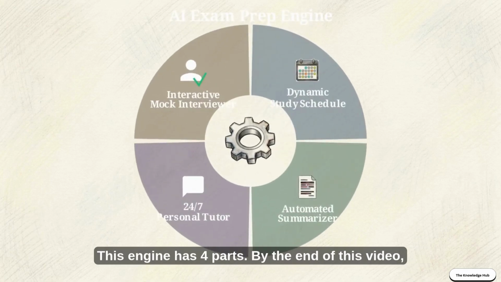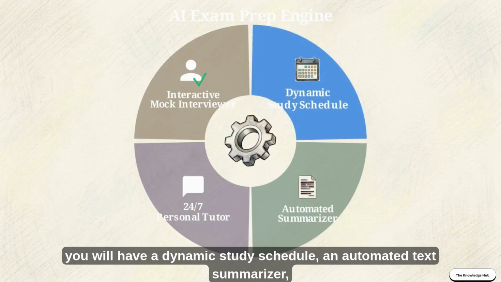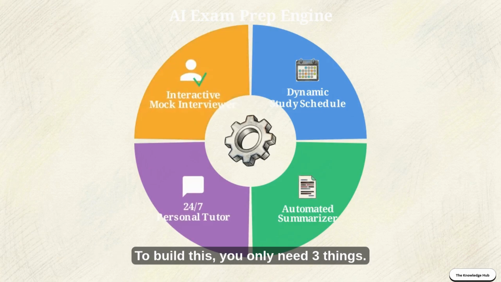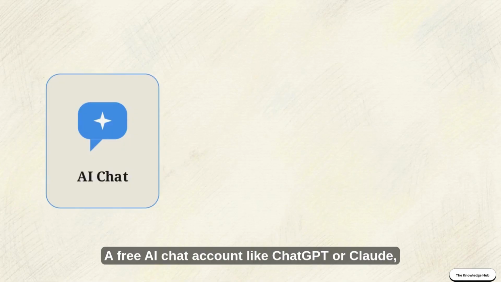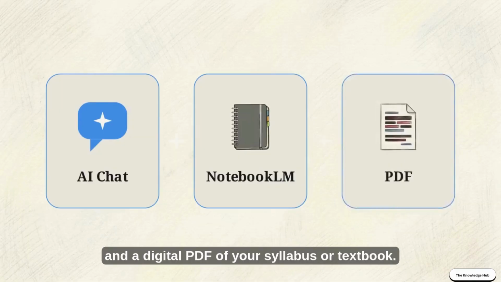This engine has 4 parts. By the end of this video, you will have a dynamic study schedule, an automated text summarizer, a 24/7 personal tutor, and an interactive mock interviewer. To build this, you only need 3 things: a free AI chat account like ChatGPT or Claude, access to Google NotebookLM, and a digital PDF of your syllabus or textbook.